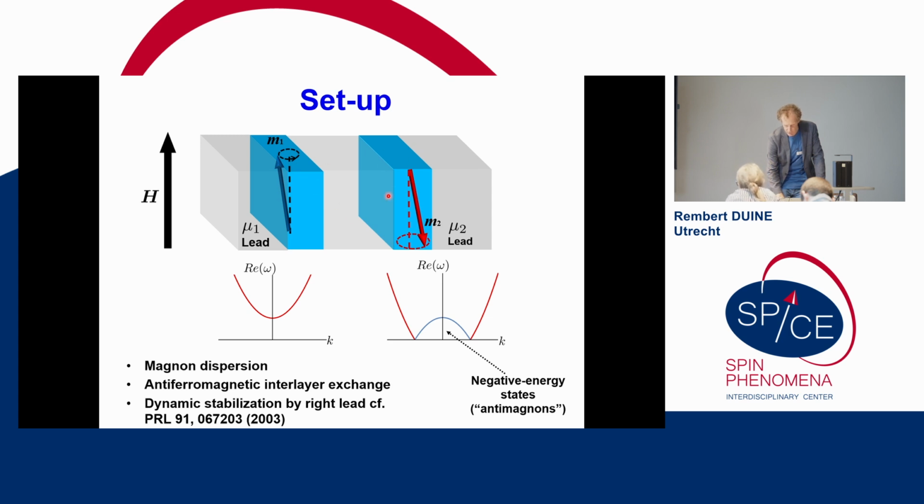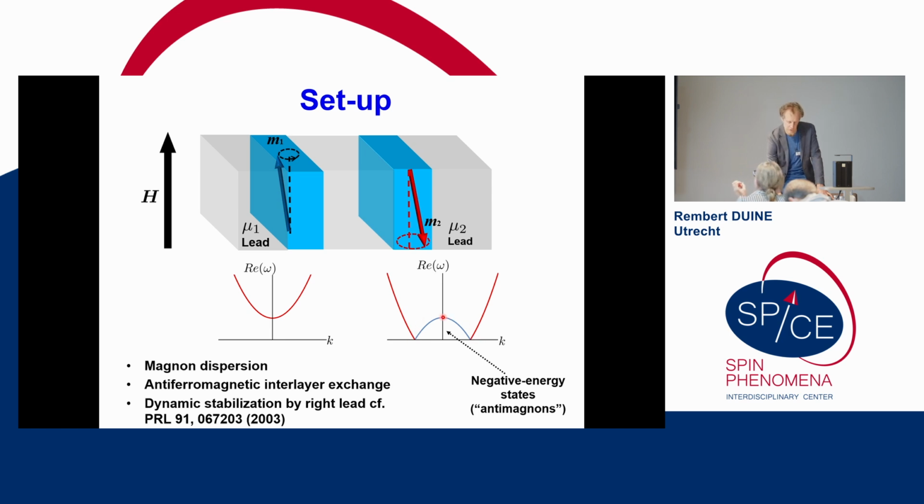Now we consider an antiferromagnetic interlayer exchange interaction. If you look at the dispersion, that is very weak actually, so we consider it to be very weak. Now we're looking not only at homogeneous excitations, but also at the inhomogeneous excitations. So in the left magnet, which is in equilibrium, you get this parabolic dispersion that Amir also showed this morning. However, in this non-equilibrium situation, you get an inverted parabola for some range of wave vectors.